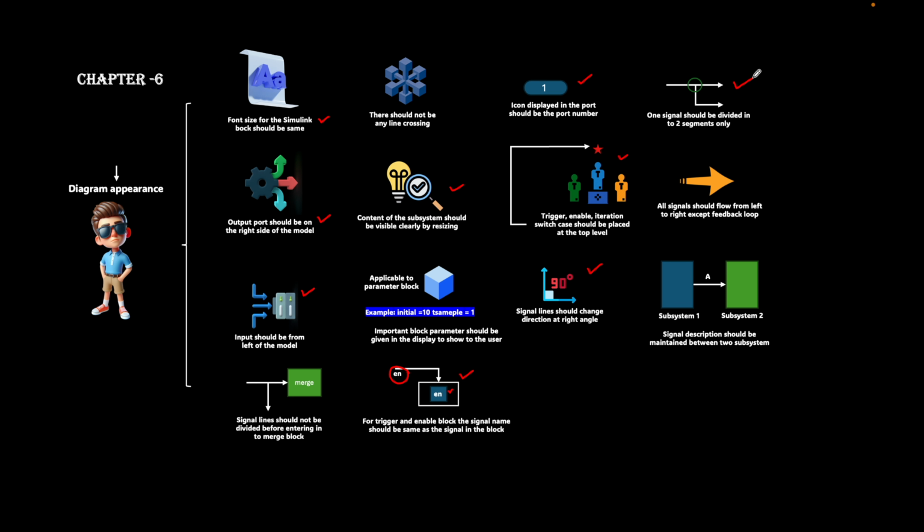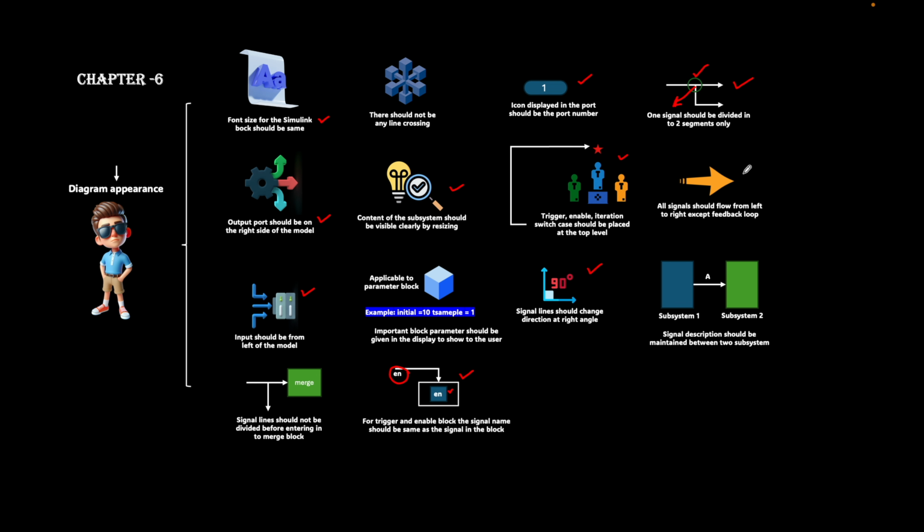Suppose there is a signal which you want to divide. You can divide at one place, like suppose here there is one junction. In this junction you can divide the signal at most 2 times. So you need to divide the signal into 2 segments, but you should not divide it into 3 segments, like one more signal coming out over here. That is followed by the MAAB guideline.